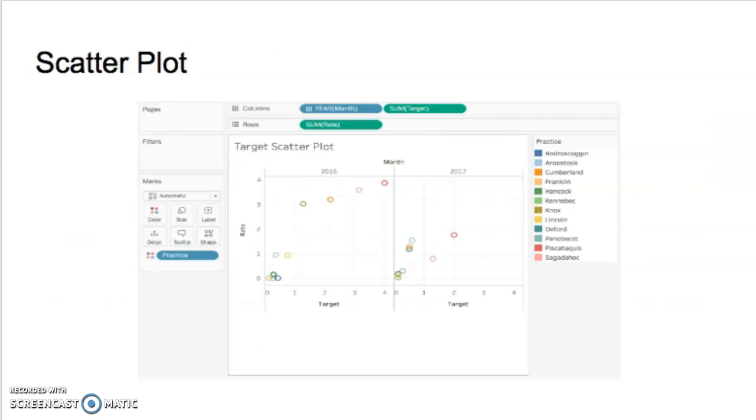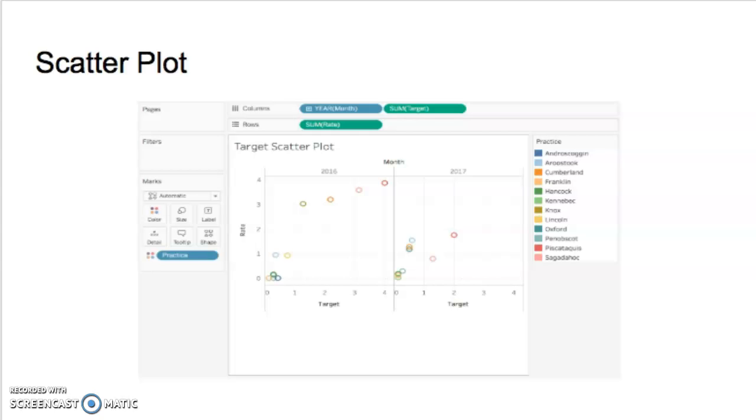First, we will look at the scatter plot. The scatter plot looks at the rate sum value compared to the target sum value of each practice in the years 2016 and 2017. Between the years 2016 and 2017, Piscataquis had the highest rate sum out of the 12 practices for both years. The rate sum for 2016 was 3.857 with a target sum of 4.00. The rate sum for 2017 was 1.747 with a target sum of 2.00.